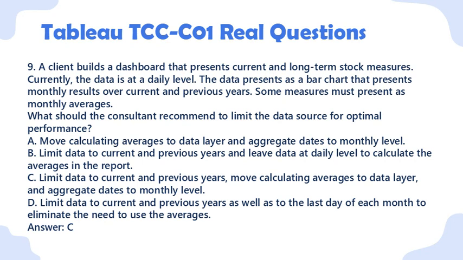A. Move calculating averages to the data layer and aggregate dates to monthly level. B. Limit data to current and previous years and leave data at daily level to calculate the averages in the report. C. Limit data to current and previous years, move calculating averages to the data layer, and aggregate dates to monthly level. D. Limit data to current and previous years as well as to the last day of each month to eliminate the need to use the averages. Answer: C.